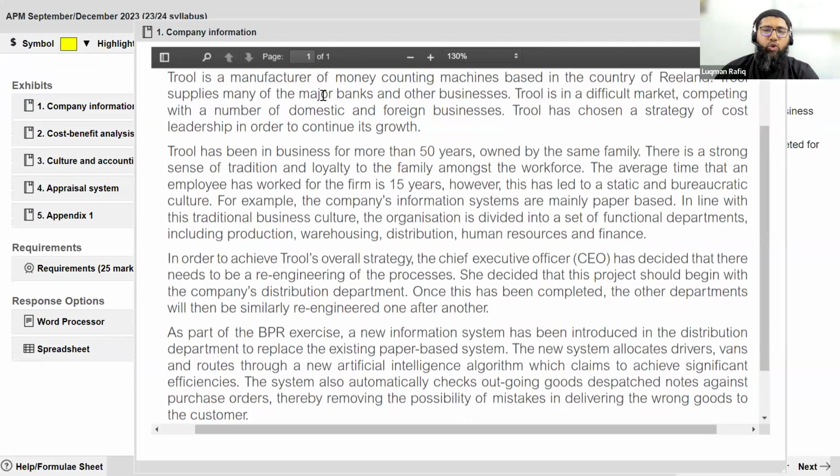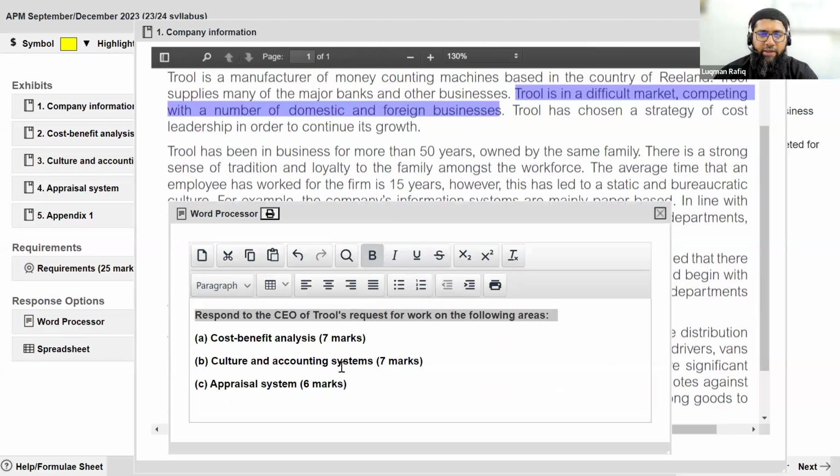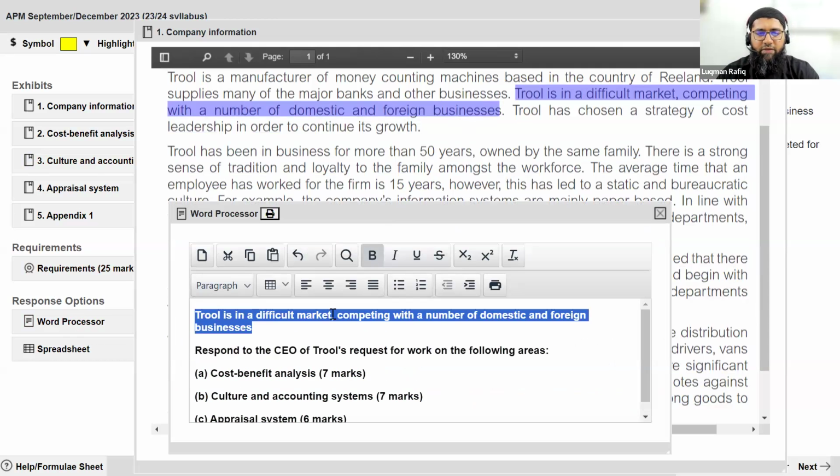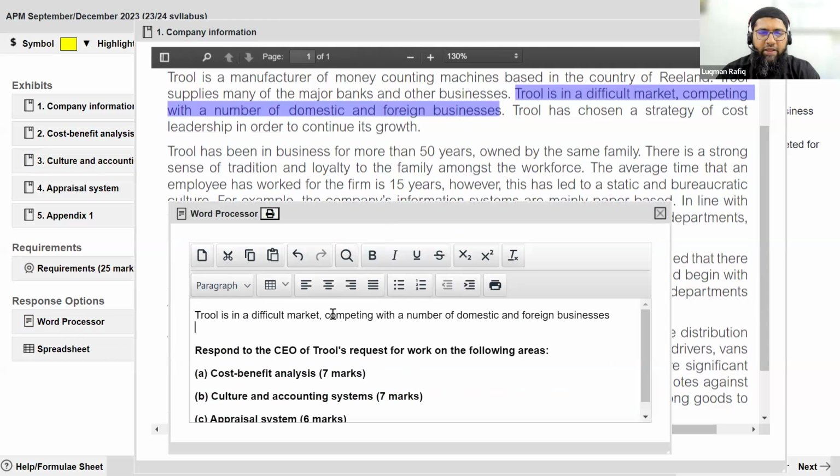Okay, it says Trool is a manufacturer of money counting machines based in the country of Reland. Trool supplies many of the major banks and other businesses. Trool is in a difficult market, competing with a number of domestic and foreign businesses. So that's one of the key pieces of information that I'm picking up here: Trool is in a difficult market where there is a lot of competition.